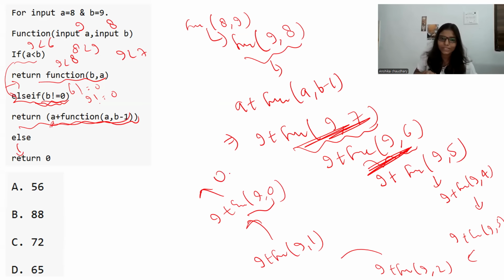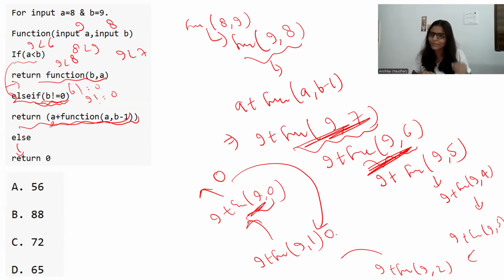It will return 0. So this answer will return to the function called the previous one. That means the answer is 0 only here, 0 when all the function calls get the answer as 0.